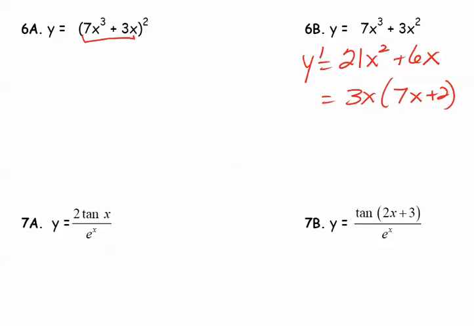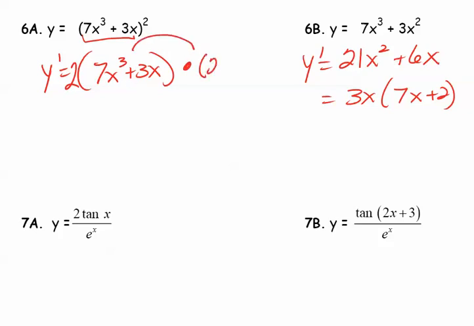In 6a, first thing we want to do for our derivative is our power rule. So we want to bring the 2 down in front. 7x cubed plus 3x stays the way it was, and now we're down to the first power. And again, I'm going to erase that so it doesn't look like a prime symbol to you later. And then we do the chain rule on our inner glob, which is a 21x squared plus 3.